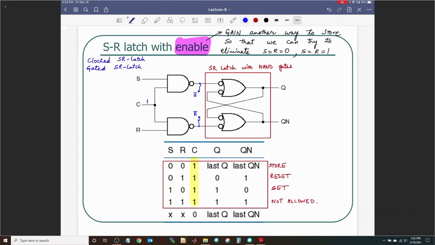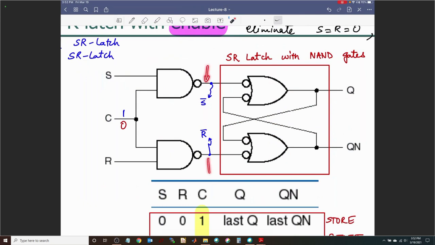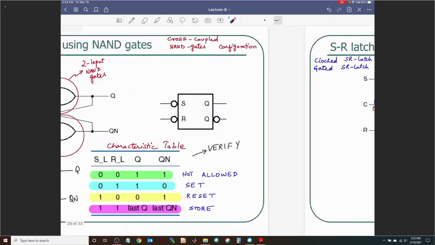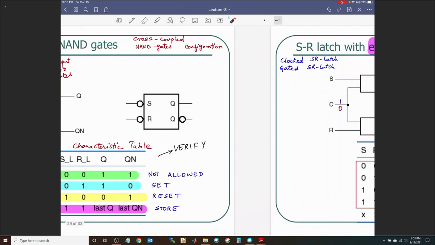But now, if you make C 0, what happens? So let's try to make C 0 and see what happens to the outputs of the NAND gates. What do you guys think? When C is 0, what is the output of the NAND gates? One, thank you. NAND, not AND. They both go to 1, right? 0 NAND anything will be a 1. So both the inputs here are 1. Where is that situation? That's store, exactly. We have got a way to store.